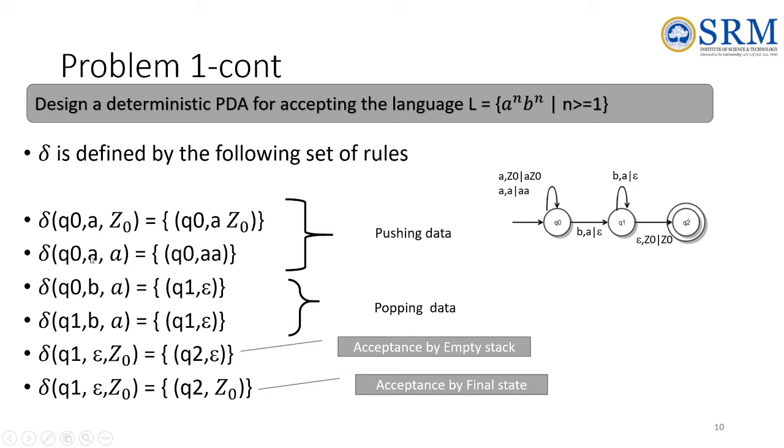Again in Q0 state, if I am reading A and the top of the stack is A, the result is Q0, A A. When transitioning from one state to another, in Q0 state, if I am reading a B and the top of the stack is A, I am going to Q1 state and also popping. So in the Q1 state, for all B's, pop an A. That's what is happening over here. There will be a case that in the Q0 state, I won't get any input, but the bottom of the stack is Z0. If that is the case, I can go to the acceptance state in two ways. If it is by empty stack, pop the Z0. If it is by final state, keep the Z0 as such. In this way you need to write the transitions for the given PDA.